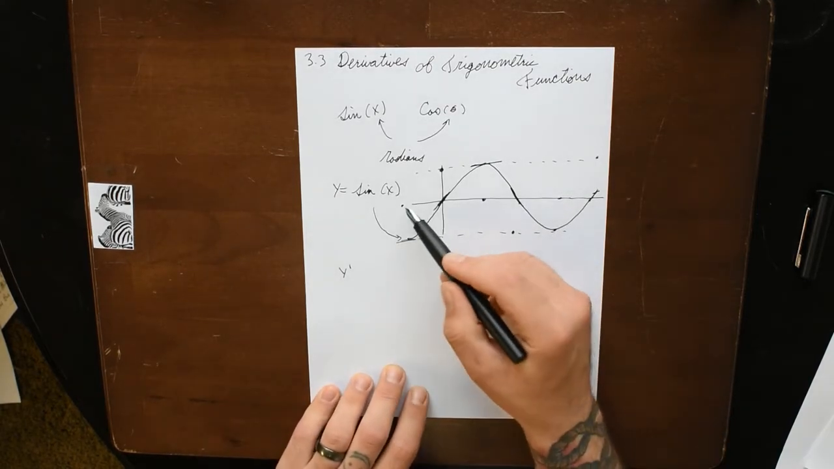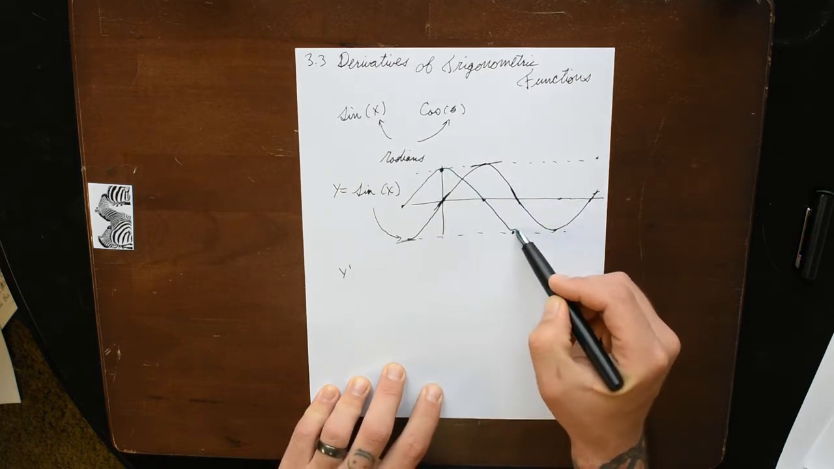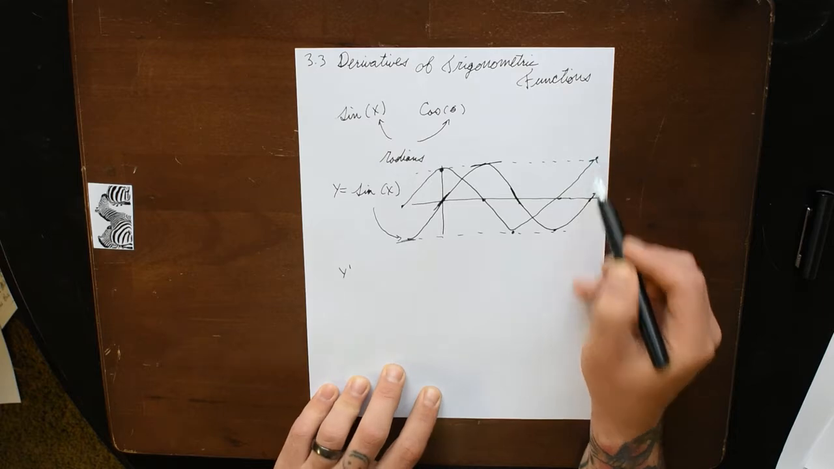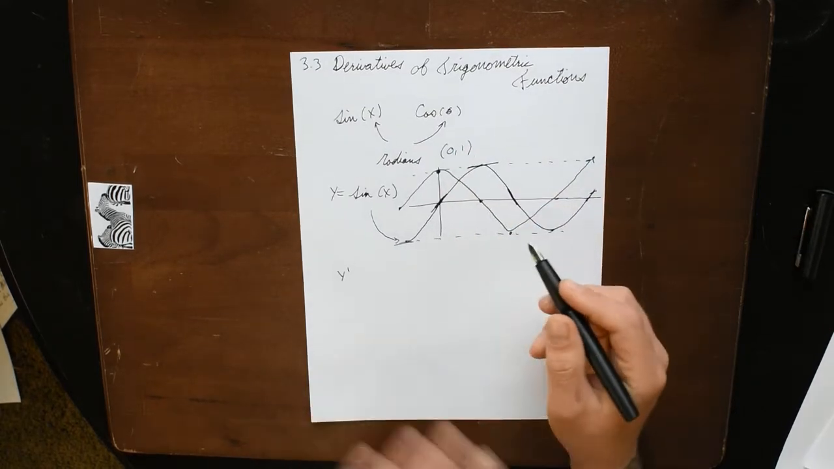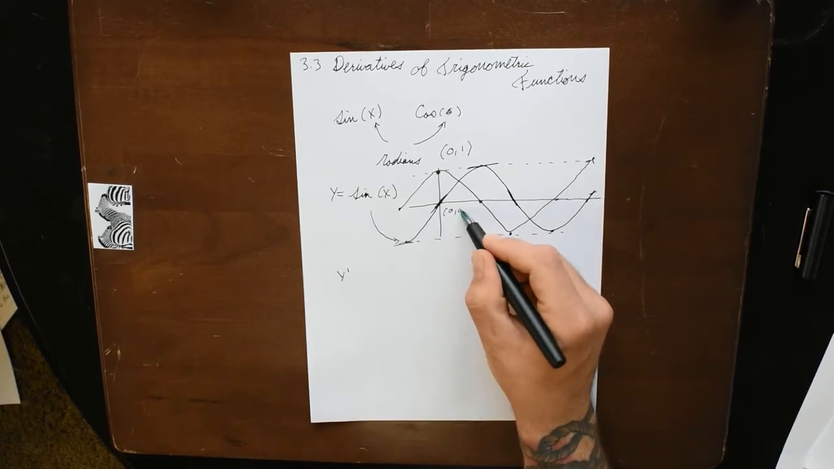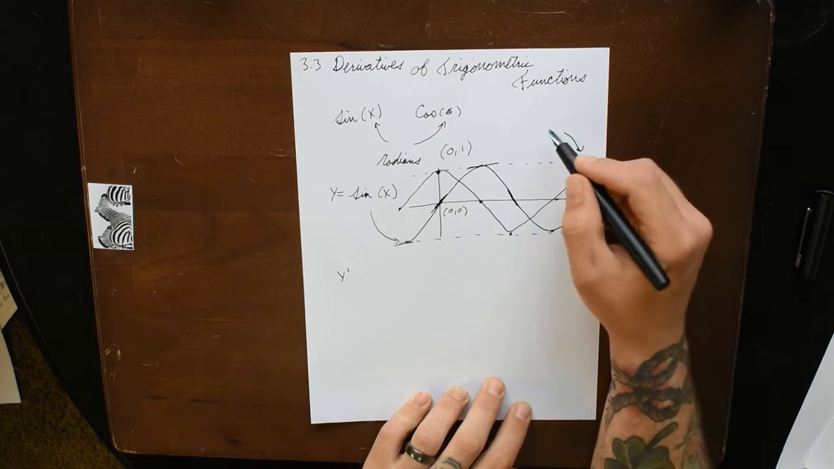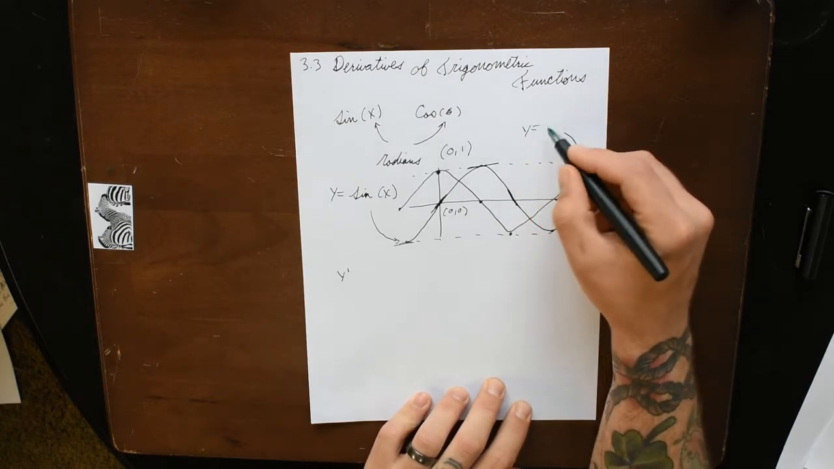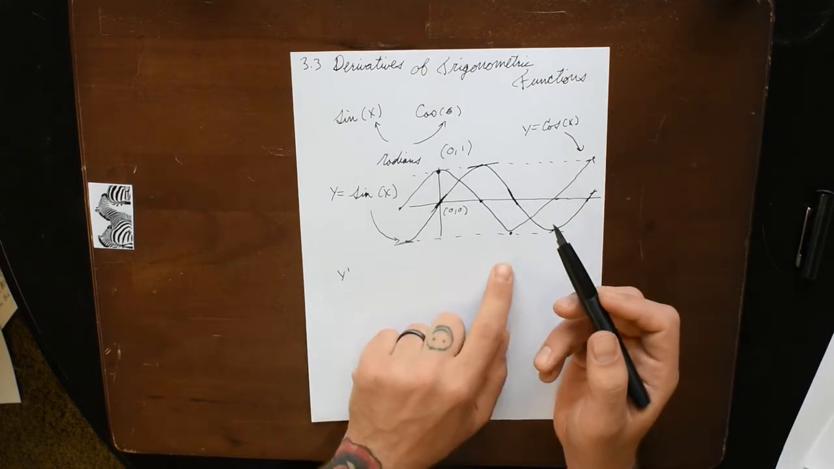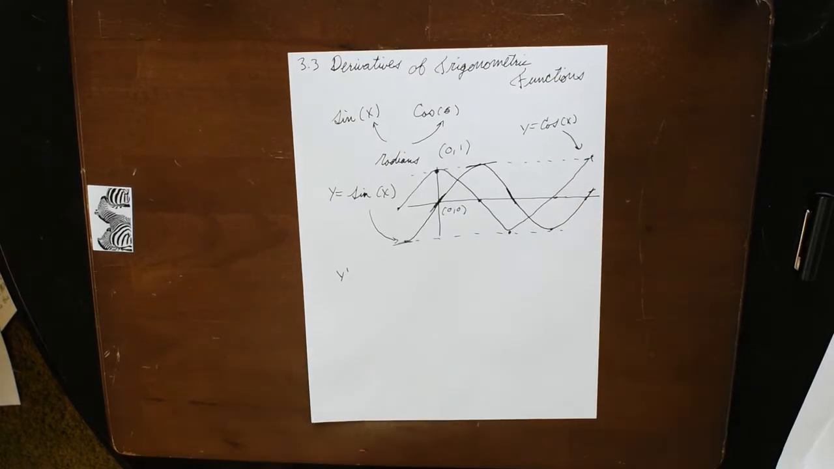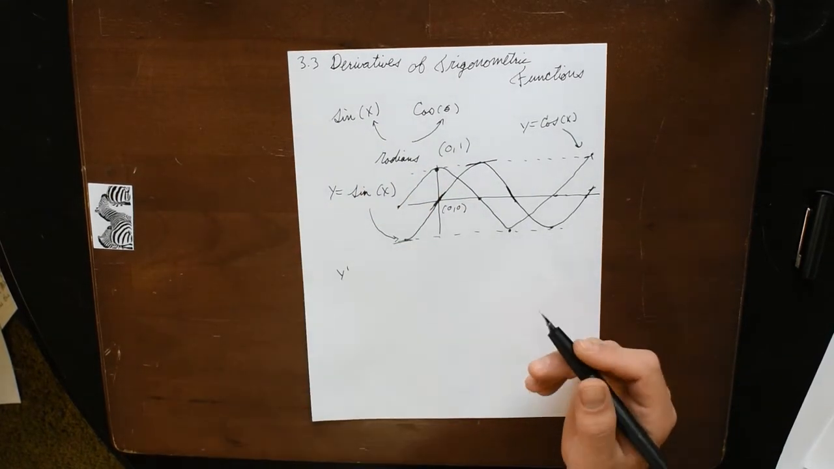So if we were to connect these dots, we get something that looks like this, something that goes through the point 0, 1 instead of 0, 0. And in fact, if you look, this looks a lot like the graph of y is equal to the cosine of x. And it actually is. We'll go through and derive that. We'll show you that the derivative of the sine of x is equal to the cosine of x.